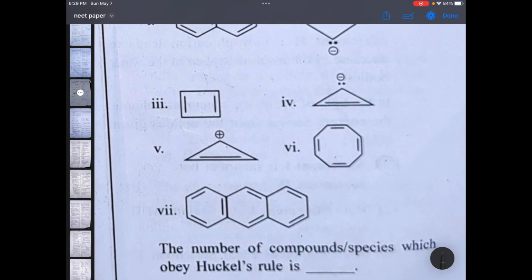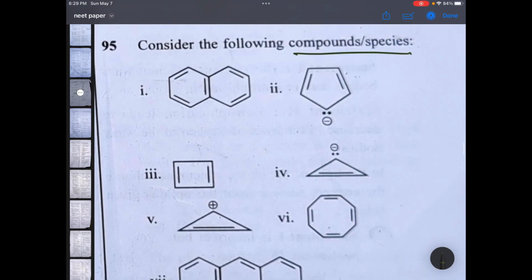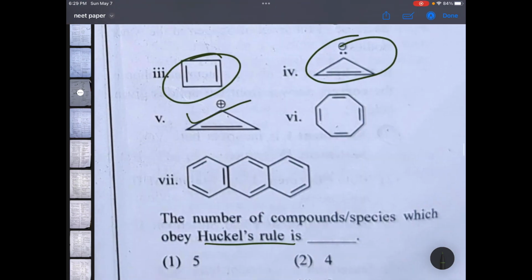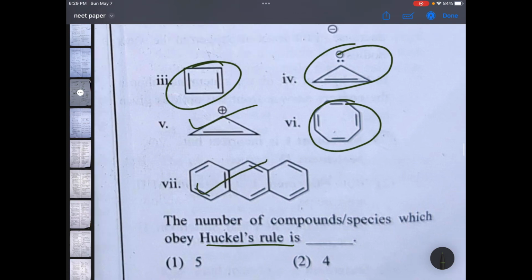Species obeying Huckel's rule is saying 4n plus 2 number of pi electrons. So this is okay, this is okay, this is not, this is not, this is okay, this is not, this is okay. So total 4.